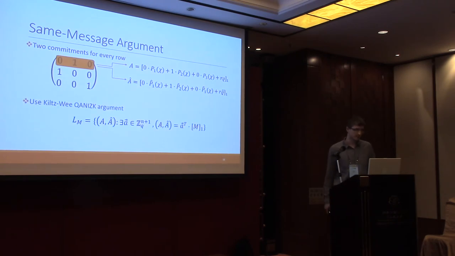And so here we can nicely use the Kiltz-Wee result, which is a quasi-adaptive non-interactive zero knowledge argument. Quasi-adaptive means that there's a dependency between the CRS and the language. The result allows you to prove that something is in a linear subspace. In our case, this matrix M would be those commitment polynomials together, these raw values.